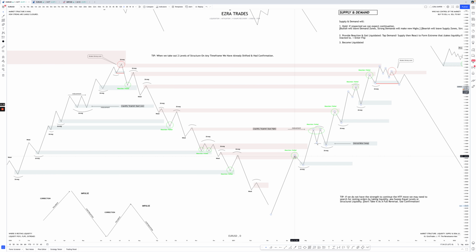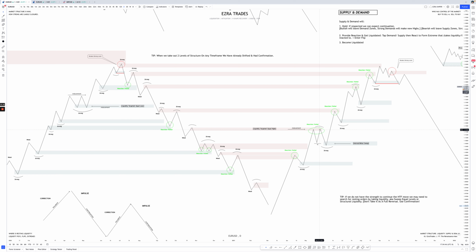So price taps, what do we have? The reaction to the supply, it looks like it might hold. We form an extreme. This extreme breaks that supply. Takes one, two, three levels, breaks structure to the upside. We've now tapped, we've liquidated, we've mitigated, right? We pull back.